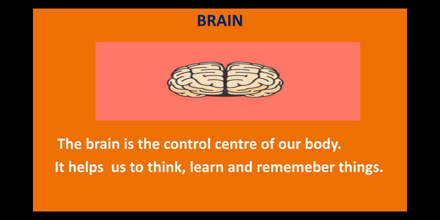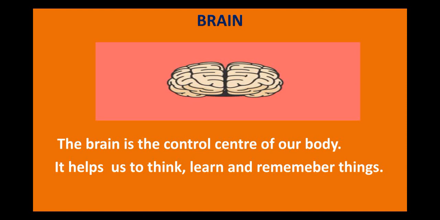So the brain is located in the head. And let us see the function of the brain. The brain is the control center of our body. It helps us to think, learn and remember. Do you see how important the brain is? The brain is the control center. Yes, my dear children. What is the control center of our body known as? The control center of our body is the brain.